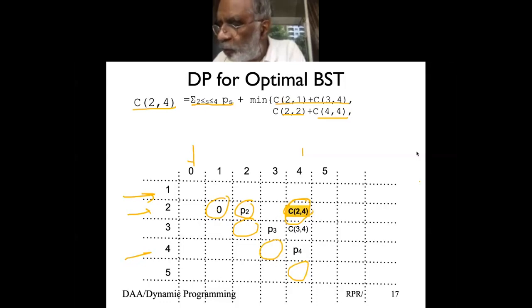And we know C22 is P2, C33 is P3, C44 is P4. This property is given to us, because we know the key values A_K, we know the probability, these are given to us.